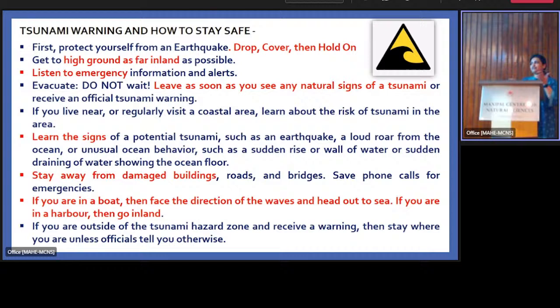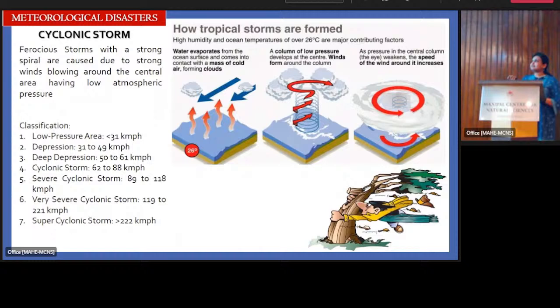If you are in harbor, then you have to go inland. So you just need to take care when the tsunami warning is there. Now the cyclonic storm: India is also prone to cyclonic storms, and they have happened frequently in the last couple of years. And there are several classifications.